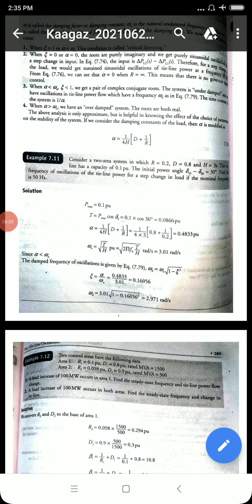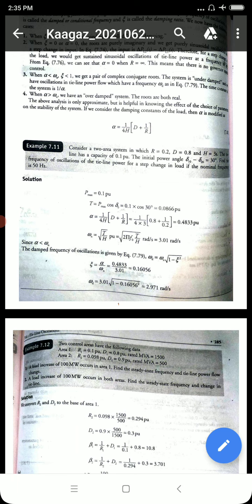Let's continue with the problem now. We'll see 7.11. Consider a two area system with R equal to 0.2, D equal to 0.8 and H equal to 3 s. The tie line has a capacity of 0.1 per unit. The initial power angle delta 10 minus delta 20 is equal to 30 degrees. Find the frequency of oscillation of the tie line power for a step change in load if nominal frequency is 50 Hz. So the solution: P max is 0.1 per unit. T is equal to P max cos delta 0, that is 0.1 into cos 30, we will get 0.0866 per unit. Calculating alpha, that is 1 over 4H into D plus 1 over R, we will get 0.4833 per unit.